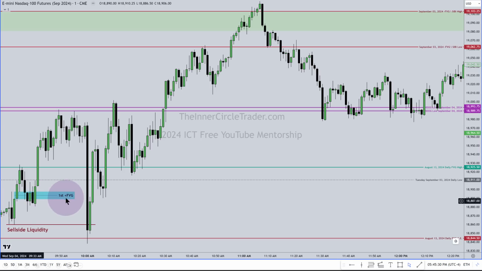And that is the first fair value gap after 9:31, but between 10 o'clock. So 10 o'clock in the morning to 9:31, the first fair value gap that forms, you want to make sure that you note that. Market drops down into that.